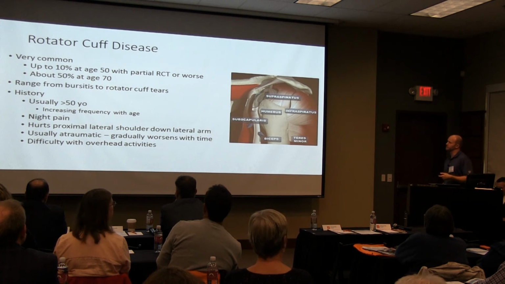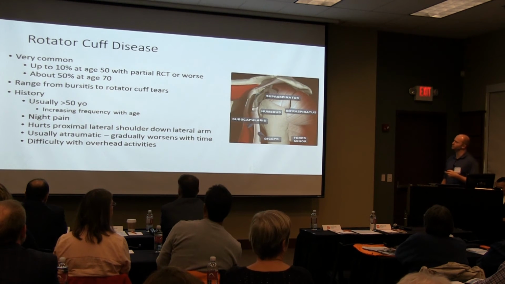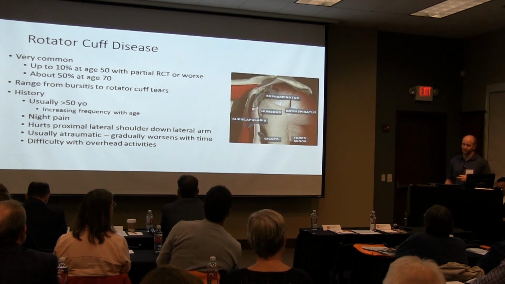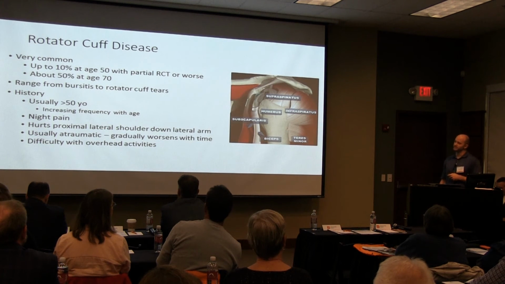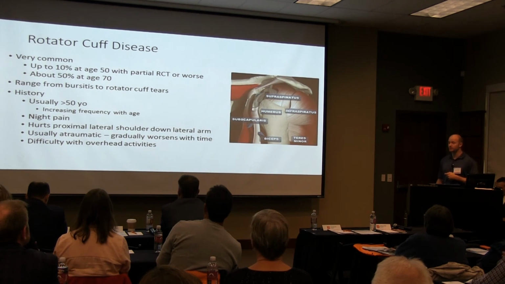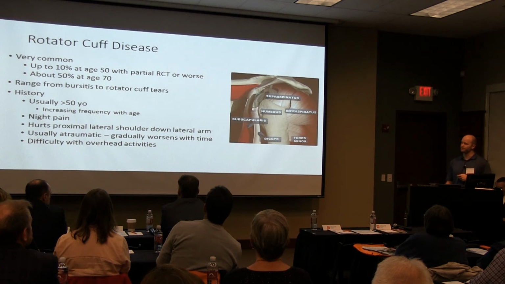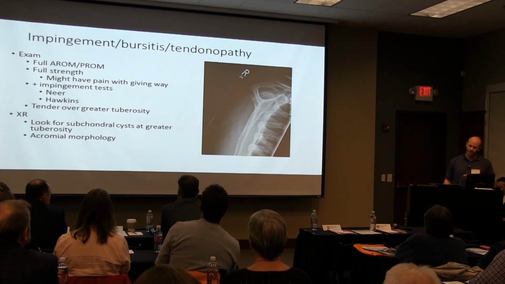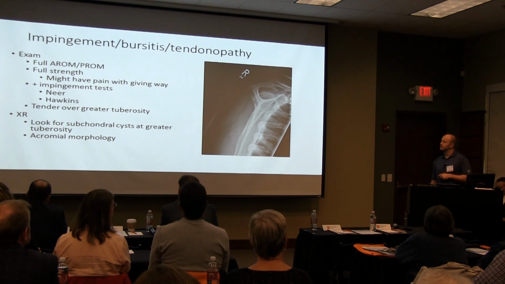Dr. Wateritis had already talked about this so we won't go over it too much, but basically on the history, these people are typically going to be older than 50. You should not be seeing 30-year-olds with rotator cuff pain, at least not very often. They may have night pain. Again, it's going to hurt in the proximal lateral shoulder, down the lateral aspect of the arm. In most cases, it's going to start as an atraumatic problem and gradually get worse over time, and the patients are going to complain about difficulty with overhead activity.